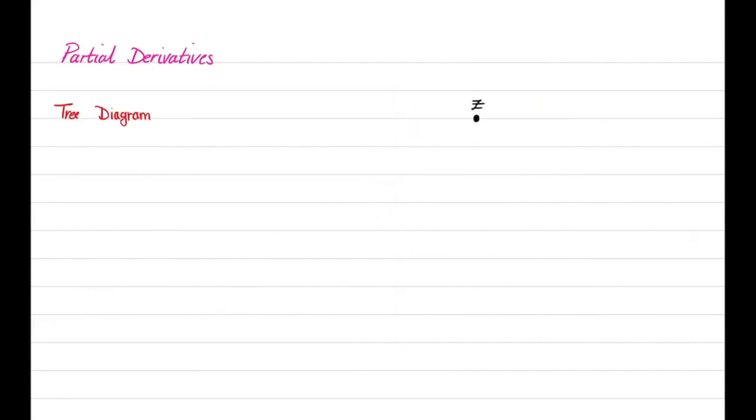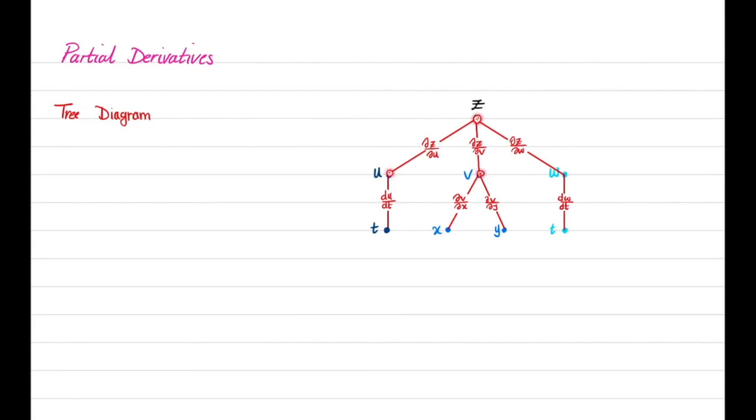Now let's say that we have z, which is a function of u, v, and w, where u is a function of t, v is a function of x and y, and w is also a function of t. Now we can form the derivatives. So in here you can see that since z is a function of three different variables, we have partial derivatives. Since u is only a function of t, it's one single variable, we have a total derivative. And similarly for w, we have a total derivative.